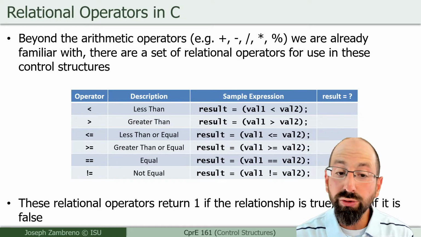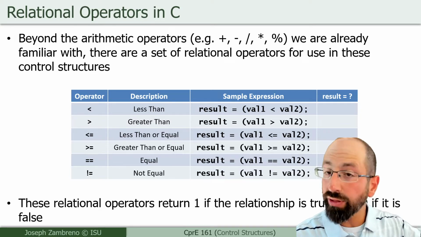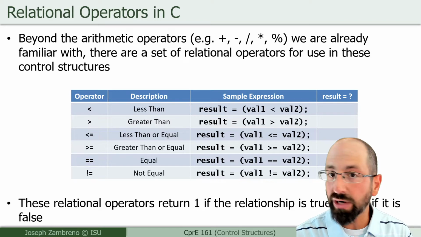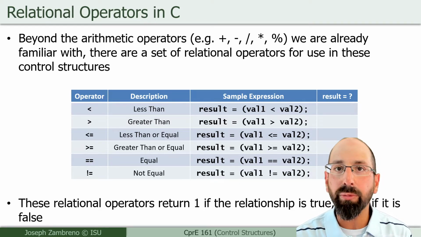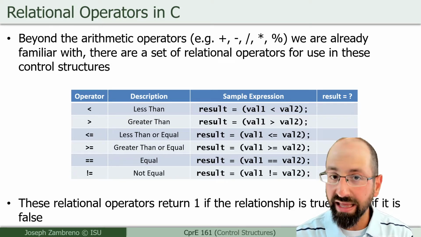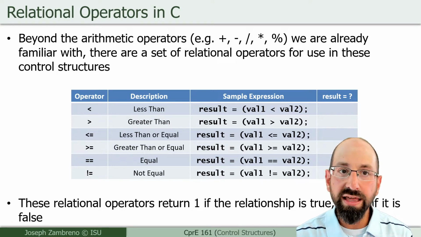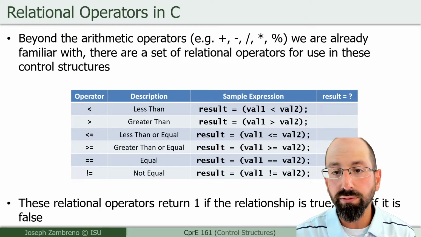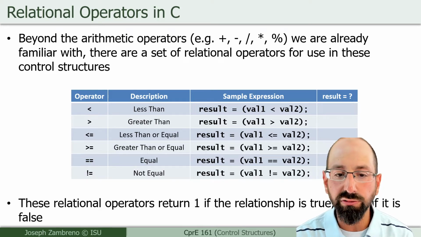And to actually do that, we're going to use the so-called relational operators in C. We already know the arithmetic operators are addition, subtraction, multiplication, division, and so on. But now we have a separate set of operators specifically for relating data to each other. That's the less than, greater than, and the other symbols that we see here on this slide. These operators return 1 if the relationship is true and 0 if the relationship is false between two values.